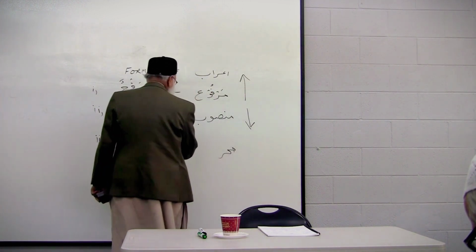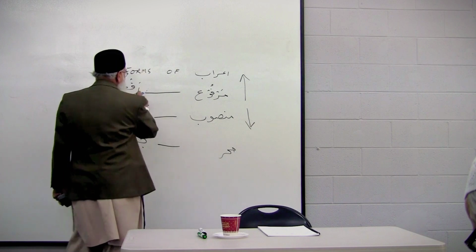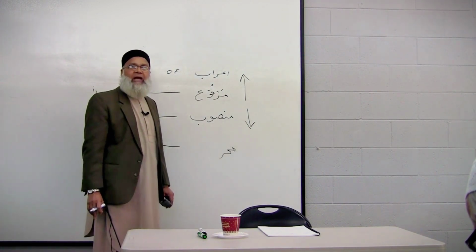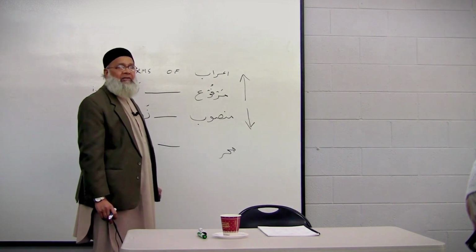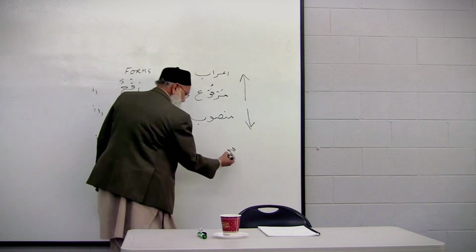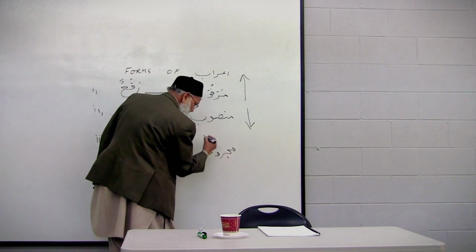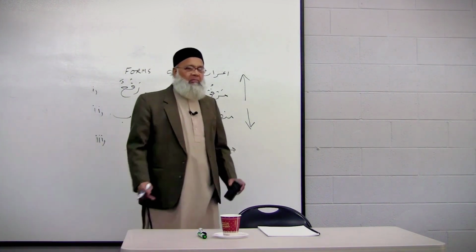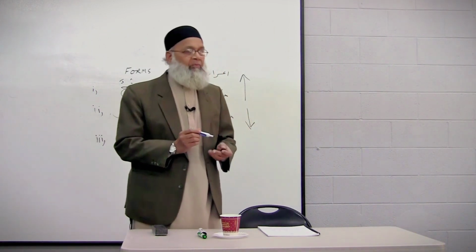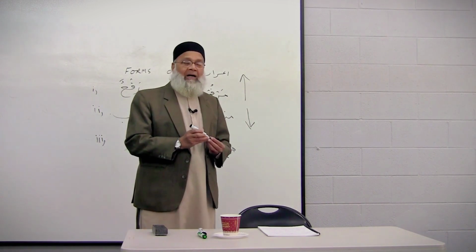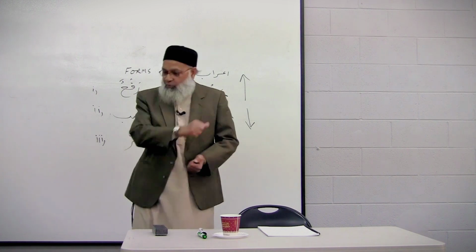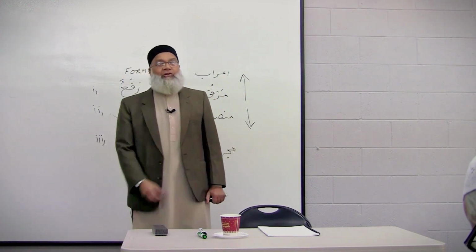The act will be jar, the form will be jar form, rafa form, nasab form, and jar form. And the victims of this act of making rafa, nasab, and jar will be known as marfu, mansoob, and majroor. Jar means to drag. Majroor is dragged.